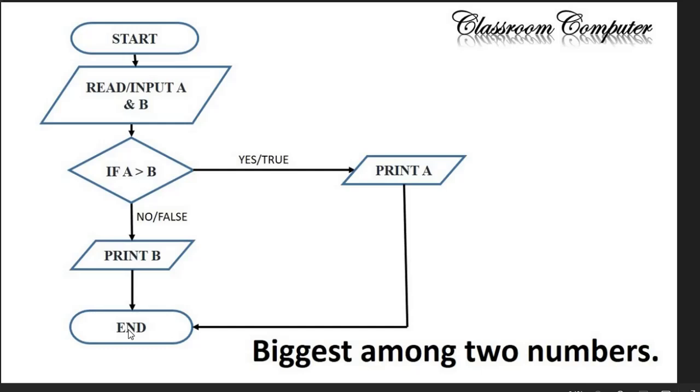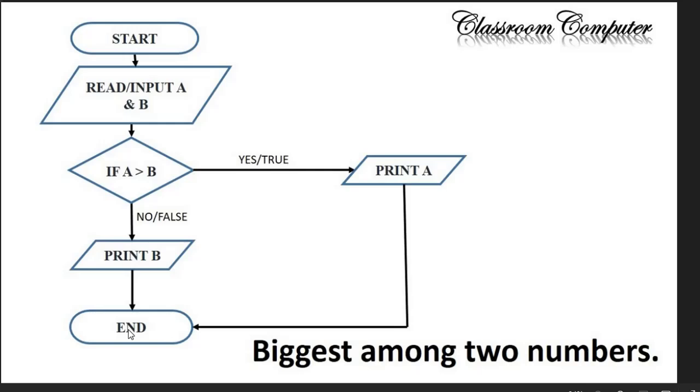An exception case where this flowchart, or a program based on this flowchart, may not work. Why? Because if we input A equals 7 and B equals 10, then this flowchart works fine. Or if we input A equals 10 and B equals 7, then this flowchart also works. But if we input A equals 7 and B equals 7, that means both values are equal, then this print statement, print A and print B, is not justified.